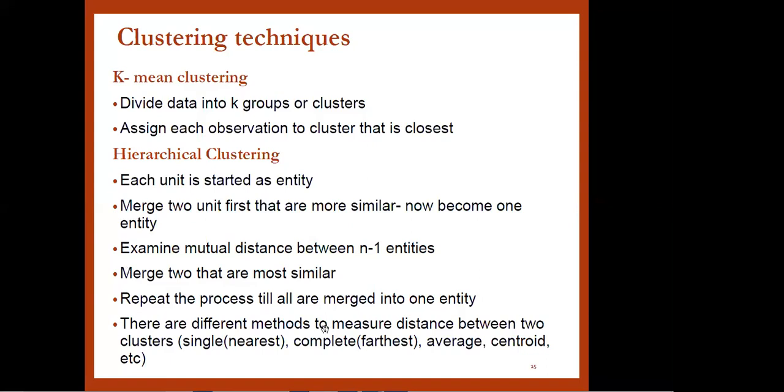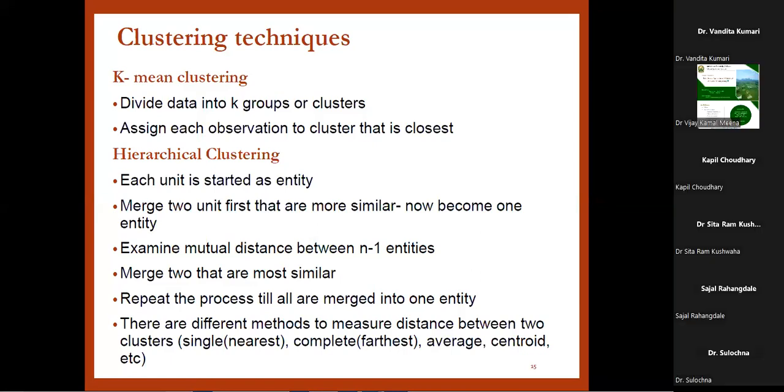There are different methods to measure the distance between two clusters. One is called single distance, which is based on the nearest distance. Then the complete method, which is measured on the basis of farthest distance, then the average distance, centroid, etc. So let's perform this in R.